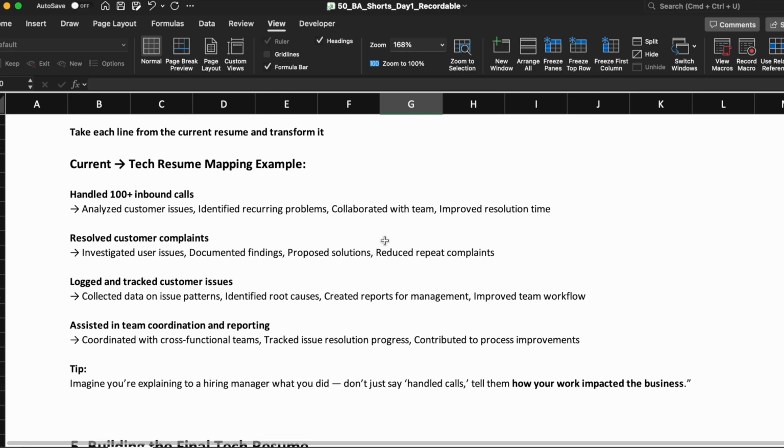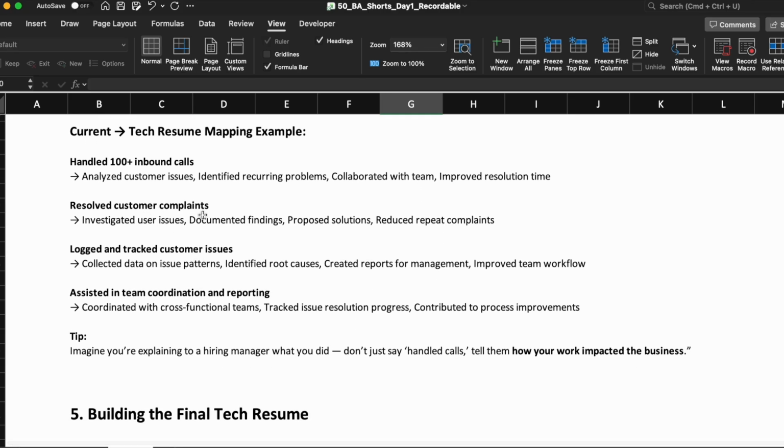Next one, resolve customer complaints. So how do we format this one? Investigated user issues. We use client or customers, but when it comes to tech, we use users. Only the word changes, but it's the same task. Investigated user issues, documented findings. We always document requirement gathering and document it. So you have to use this kind of word.